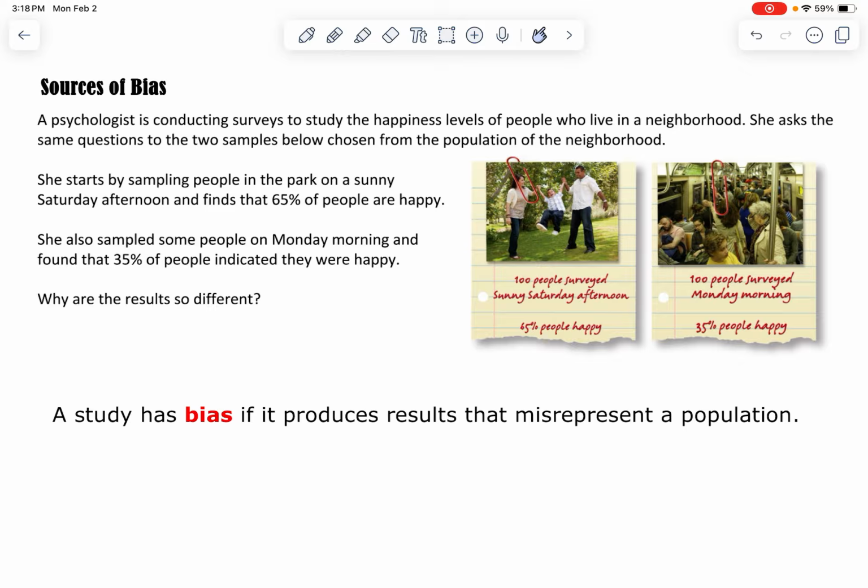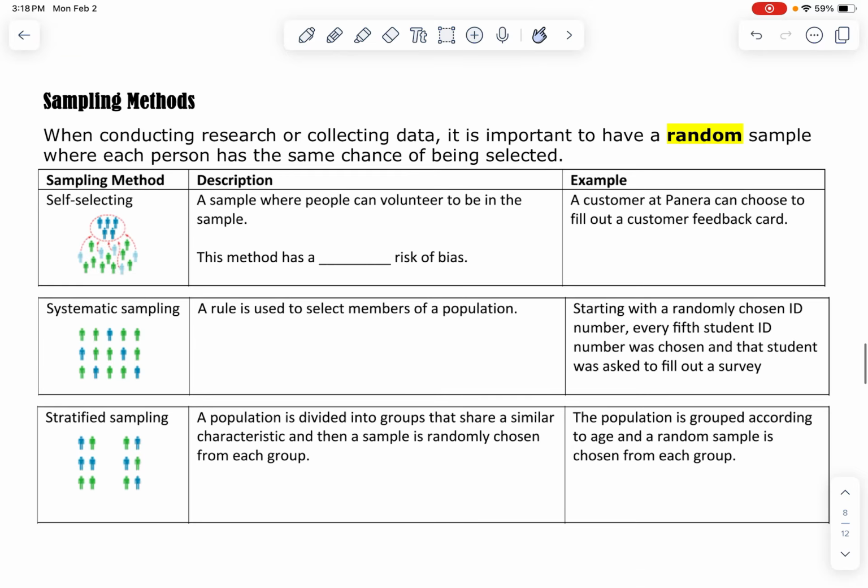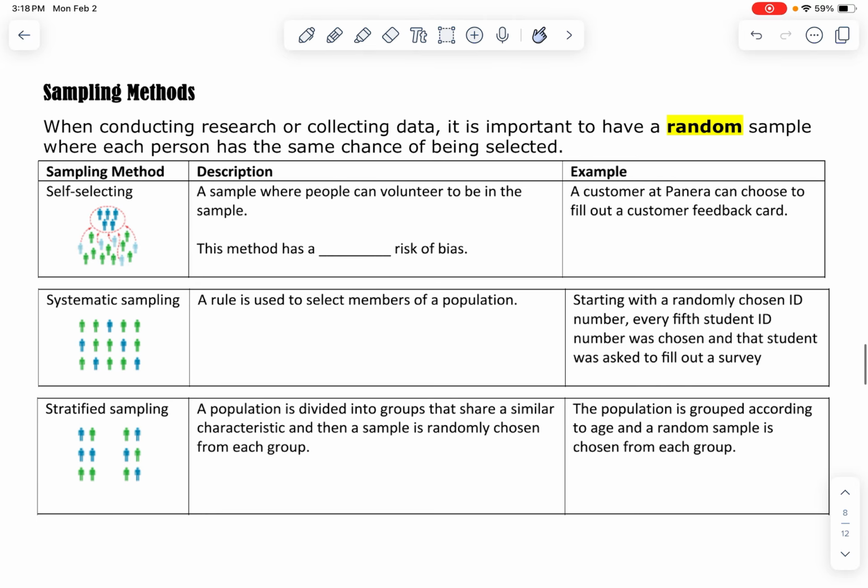So a study has bias if it produces results that misrepresent a population. So perhaps the people right here might have answered differently if it was a Saturday afternoon, right? Especially if it's a sunny afternoon. Maybe by then their mood would have changed. So that is what we're looking at. Okay, so we want to try to figure out those things and be aware of how those are showing up in our studies.